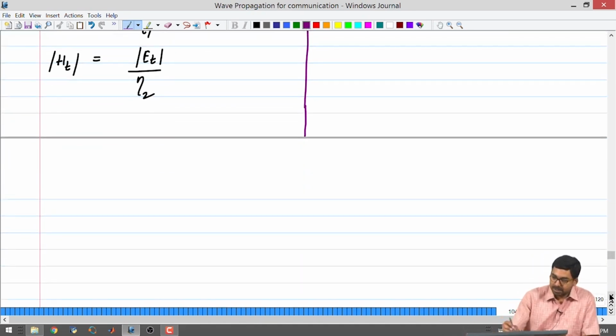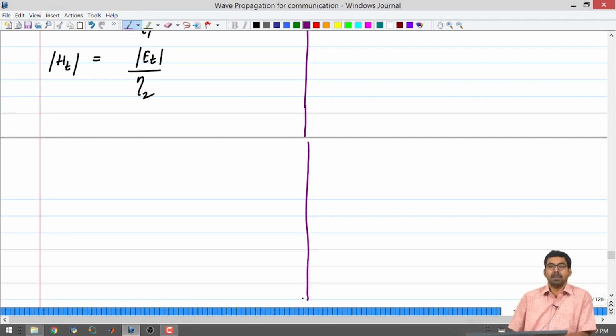Now, once we have written these expressions, for example, we have written the electric field expressions for the incident, reflected and transmitted waves in detail. For magnetic fields, we have just said that using Ohm's law, the magnetic field is equal to the electric field divided by the characteristic impedance. That is what we have done so far. Now, what are we interested in? We are interested in finding the reflection coefficient and the transmission coefficient in this configuration.